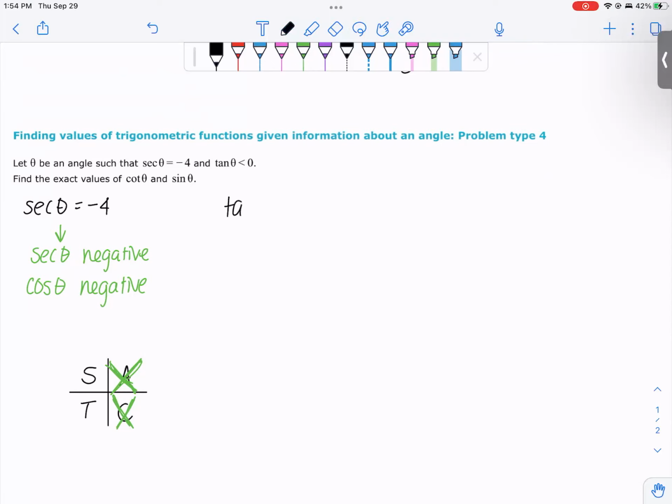The other thing I know is that tan theta is less than 0, i.e. tan theta is negative. I know tangent's positive in quadrant 3, so it can't be in quadrant 3. That means that we are here in quadrant 2.